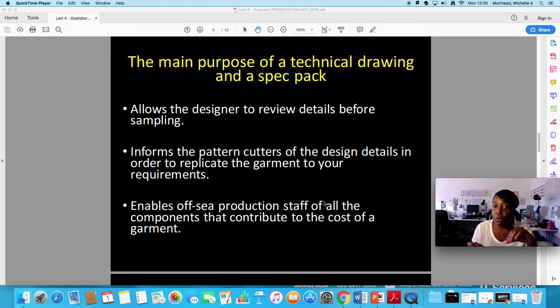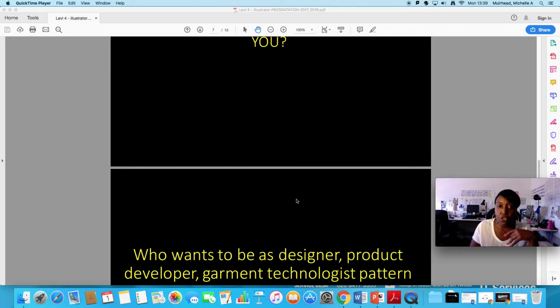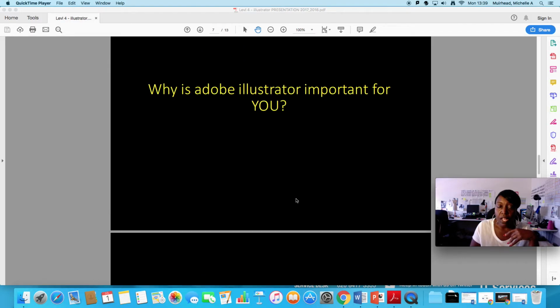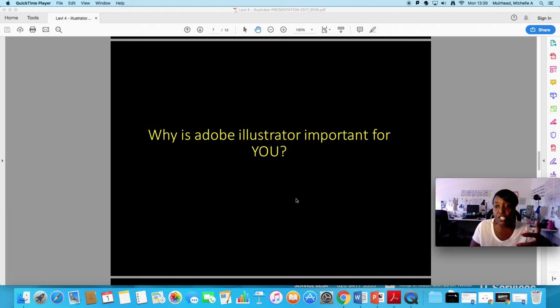So it's really important that the technical drawing and your spec pack are really accurate. And that's one thing I would say is a discipline that you're really going to get used to by doing your technical drawings. Okay. So why is it important to you? I would ask the question at this point, how many of you want to be a designer? And probably a lot of you want to be a designer.